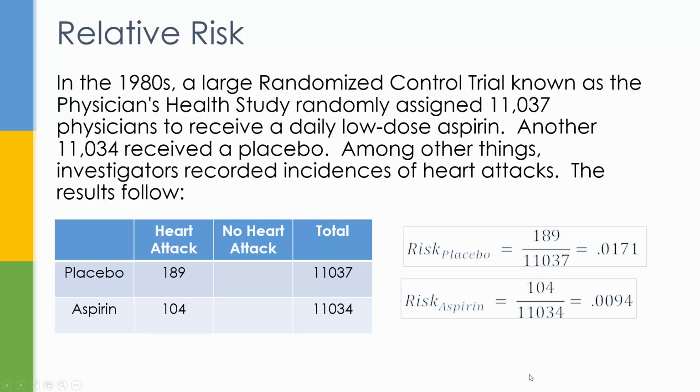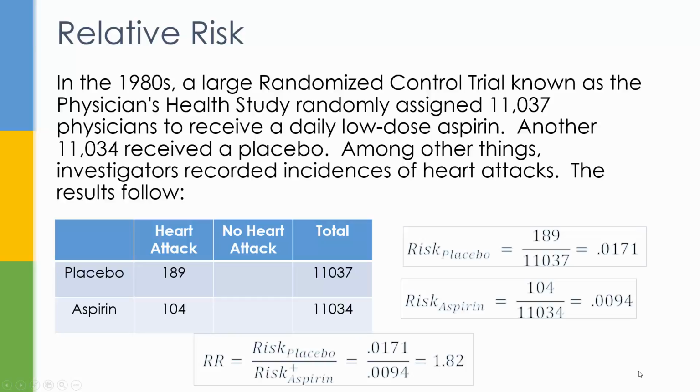Similarly, for the aspirin group, we had 104 heart attacks out of 11,034 for a risk or proportion who have heart attacks of 0.0094. So relative risk is just the ratio of those two risks. We take the risk in the placebo group, 0.0171, divided by the risk in the aspirin group, and we get 1.82. That means the risk in the placebo group was 1.82 times the risk in the aspirin group.